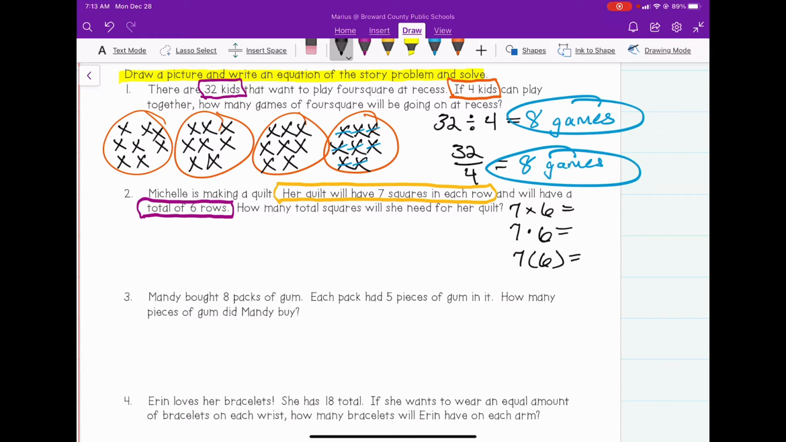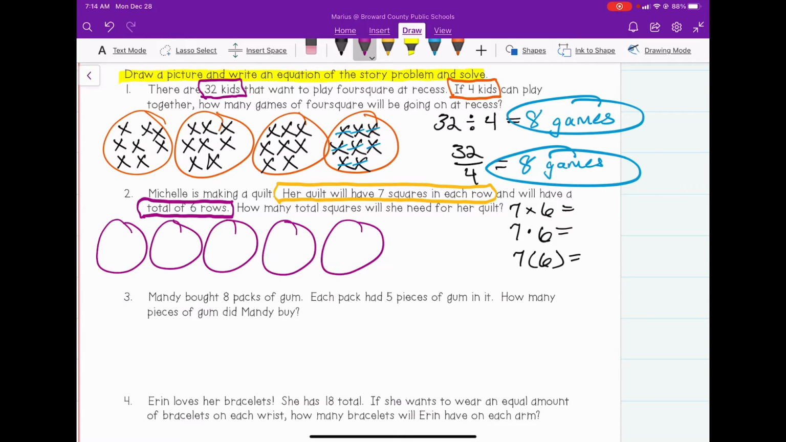So once again, we have our 6 rows, and we're going to use our rows to represent our groups. And in each group, we're going to put 7 X's. So here's my 6 groups. 1, 2, 3, 4, 5, 6. And now we're just going to put 7 X's in each circle, each group. 1, 2, 3, 4, 5, 6, 7.